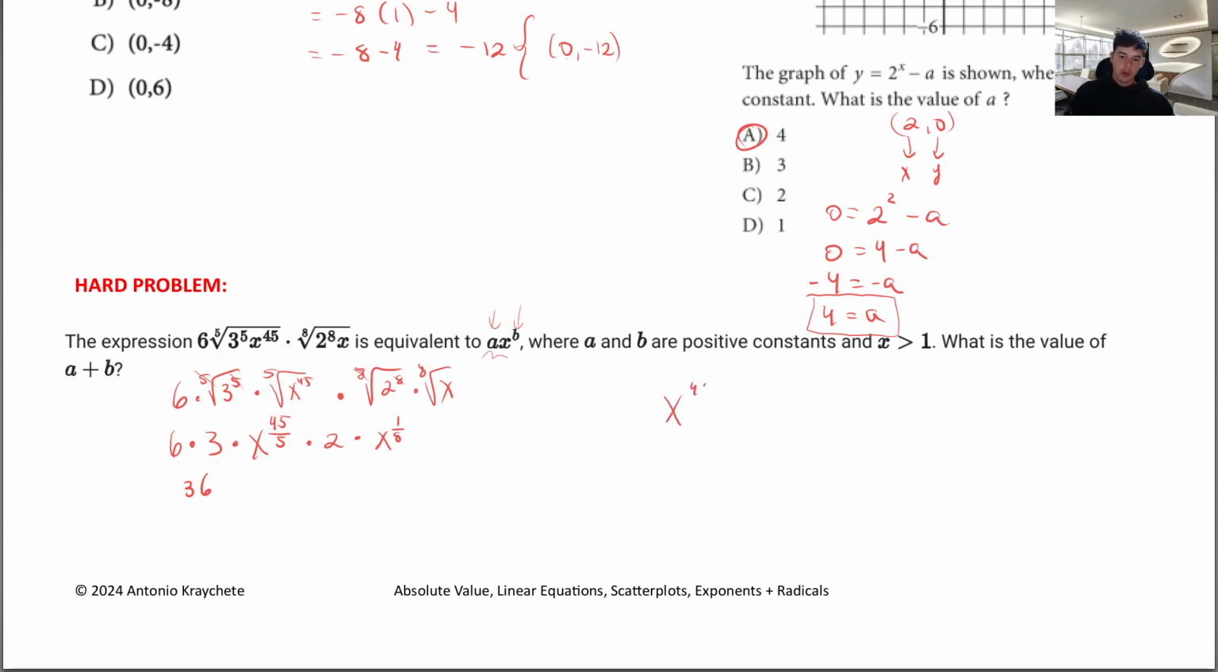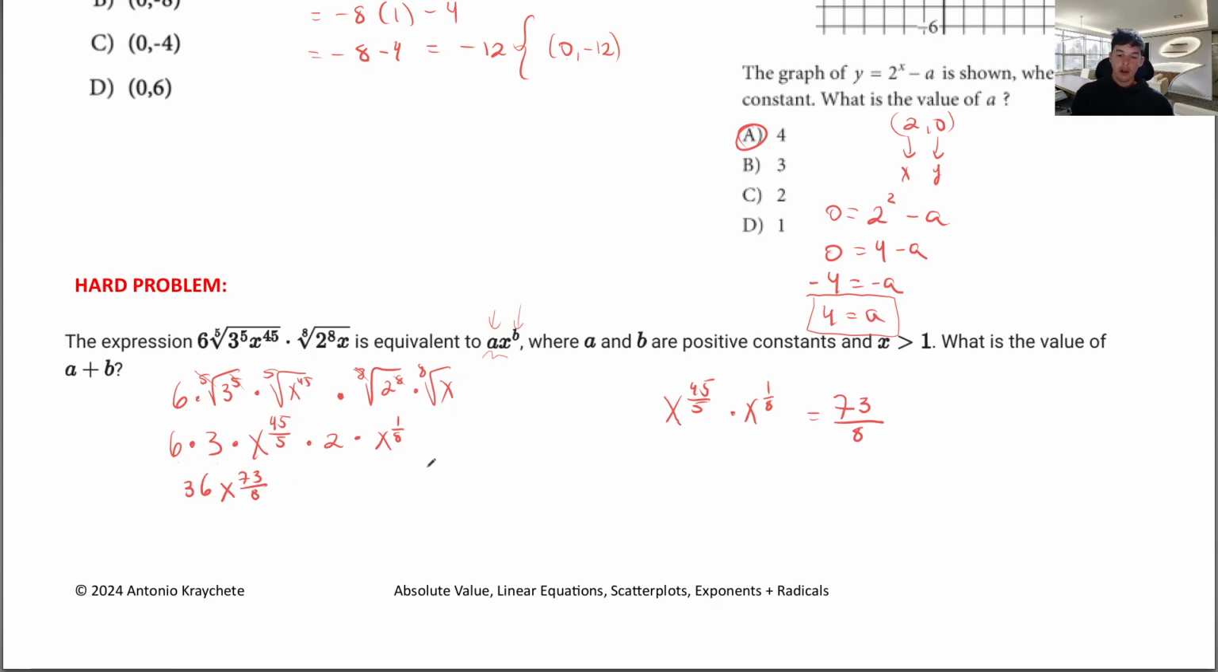So we got x to the 45 over 5 times x to the 1 over 8. So we've got to add up the exponents. I'm going to do that in my calculator. 45 divided by 5 plus 1 divided by 8. That gives me 9.125. And then I can change that to a fraction. That's equal to 73 over 8. So that's 36x to the 73 over 8.